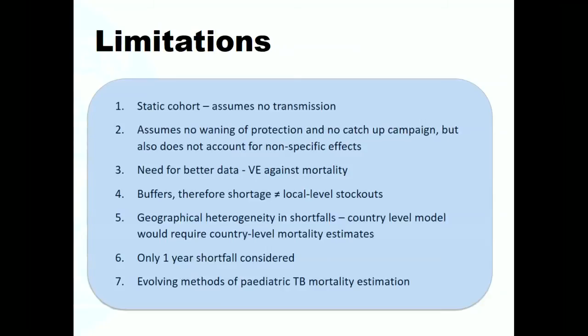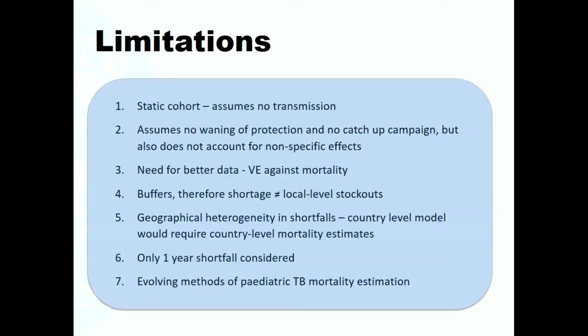So obviously, all models are a simplification of reality, and I'll just go through a few of the limitations of the approach that we used here. Firstly, we used a static cohort model, which does assume no transmission. We assumed that there was no waning of protection and no catch-up campaign. So obviously this means that we'll have slightly overestimated the impact of shortfalls. But also we don't account for the non-specific effects of TB vaccines, which have been indicated by more recent publications.